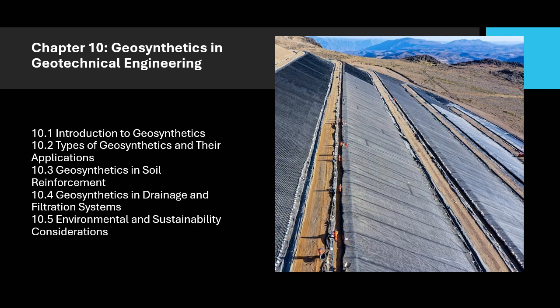3. Geogrids. Description. Geogrids are grid-like materials made from polymers, typically used for reinforcement and improving the load-bearing capacity of soils. Applications. Reinforcing embankments, slopes, and road base courses to improve stability. Reinforcement of retaining walls to enhance their strength and reduce deformation.